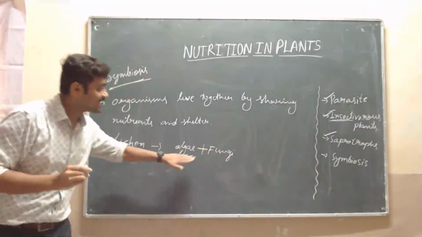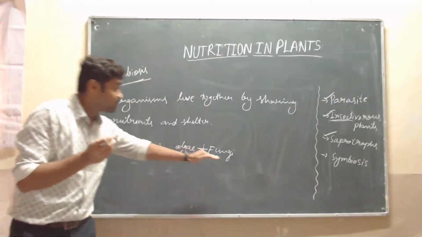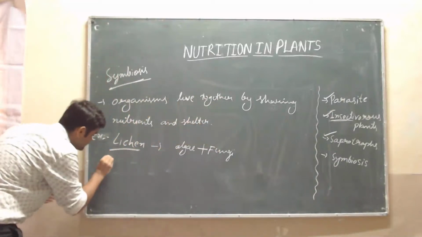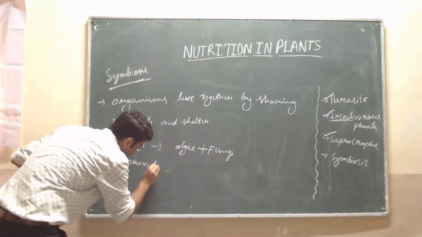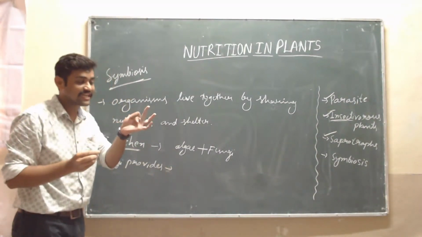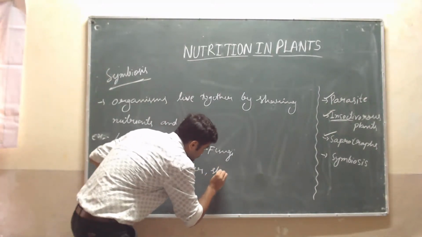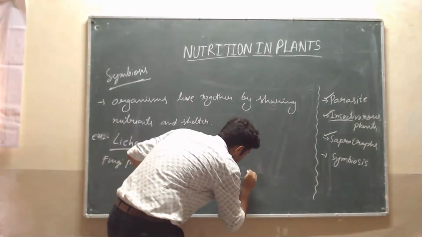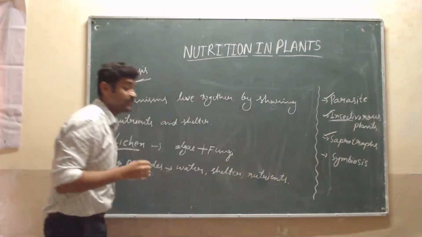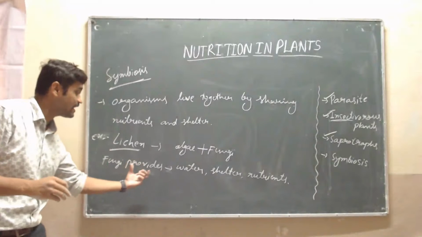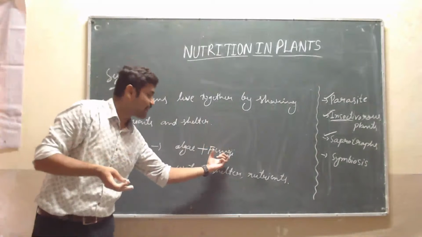See here, they are like friends. These two friends grow this together. How do we always share? See here, fungi will provide water, shelter and nutrients. In return, see, fungi provides water, shelter, nutrients to what? To algae. Fungi and algae are the friends.